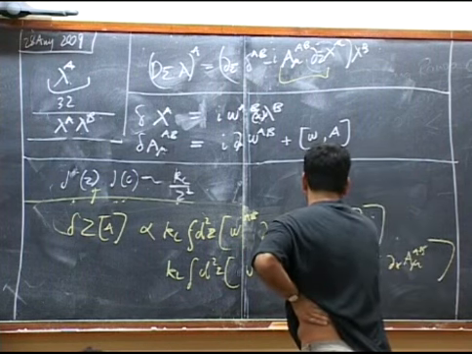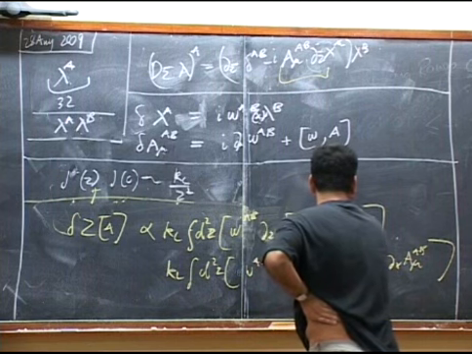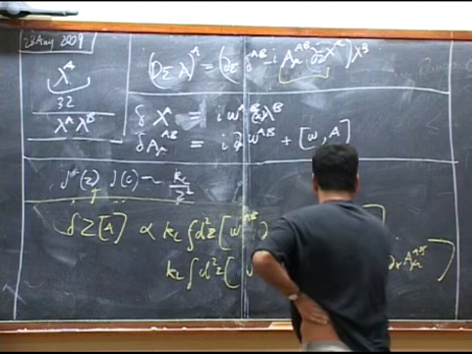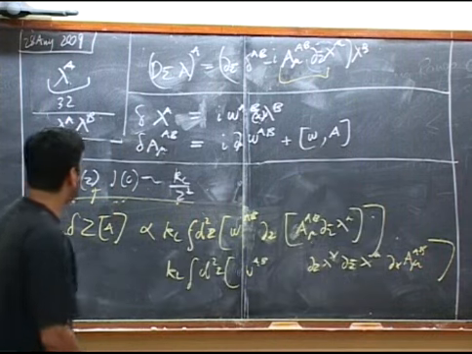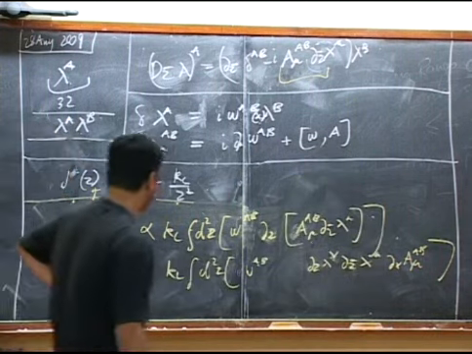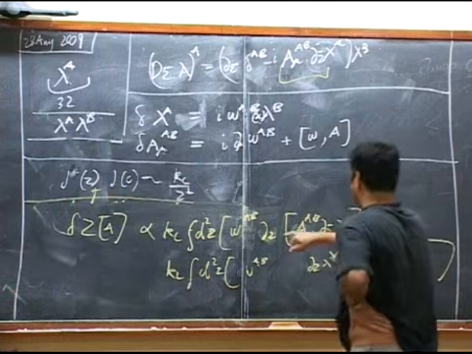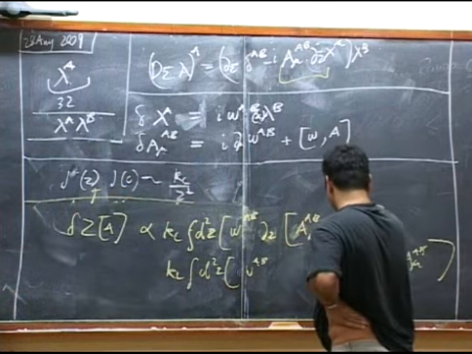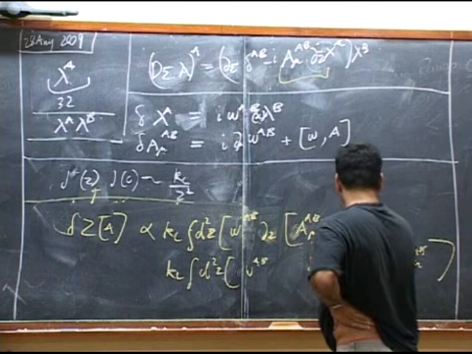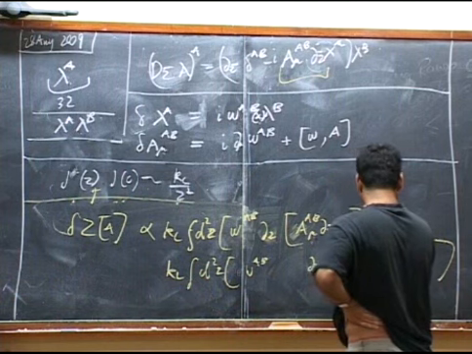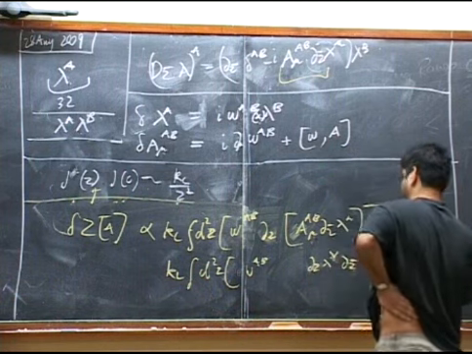This del z should have... what is the A bar? So that's del z of A mu, and then we get a del z of x mu and a del mu of x mu.